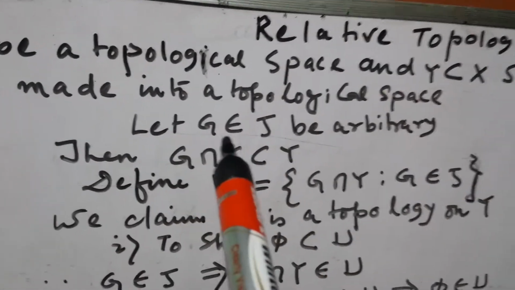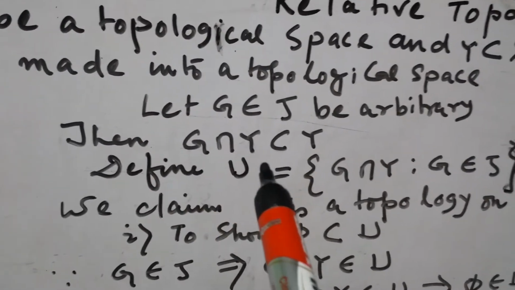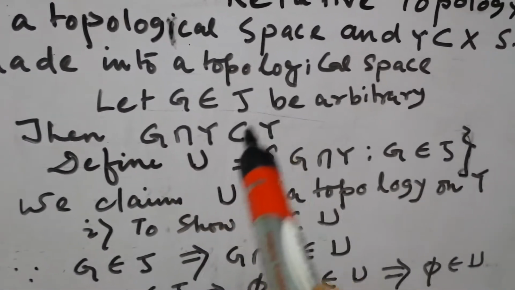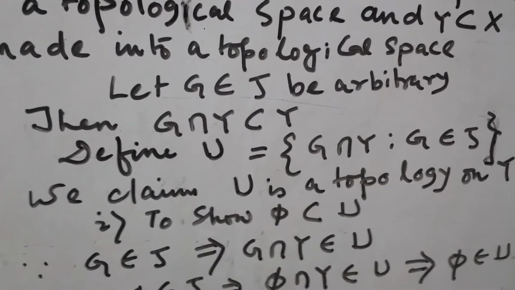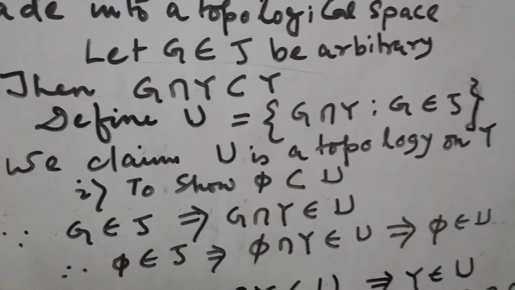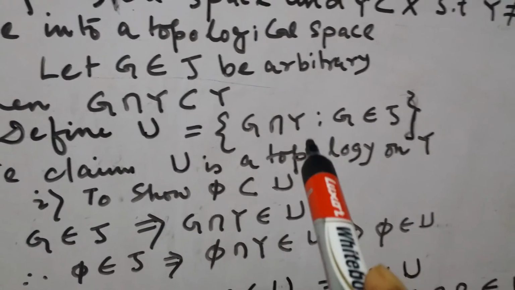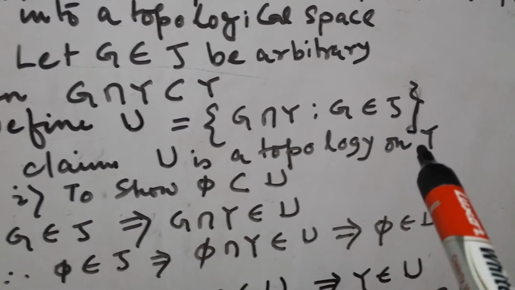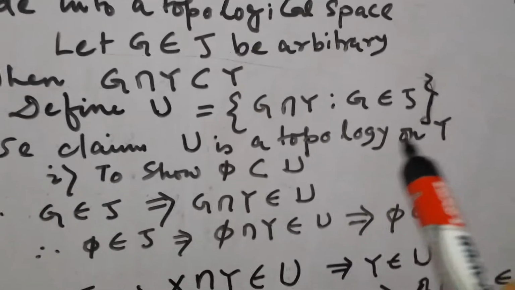How? If G belongs to tau is arbitrary, then G intersection Y is a subset of Y. Define U equal to Z intersection Y where Z belongs to tau. We claim U is a topology on Y. This topology is the relative topology.